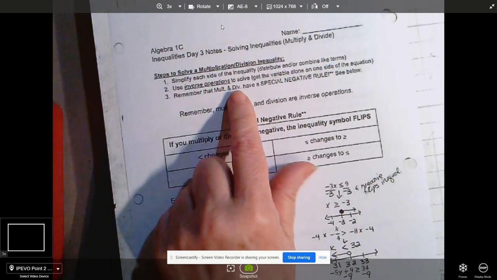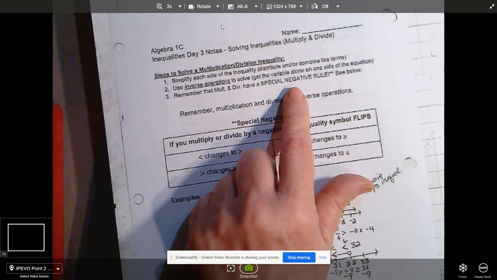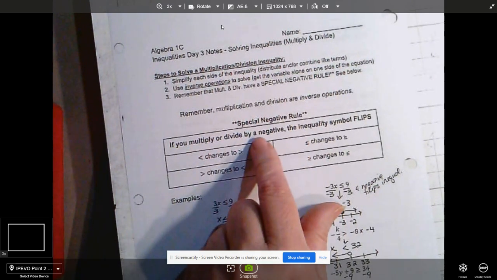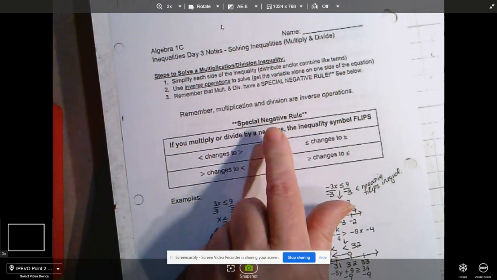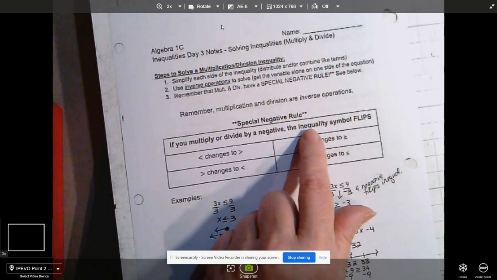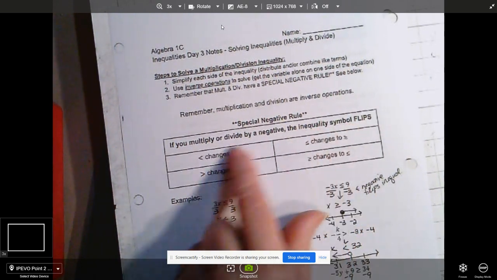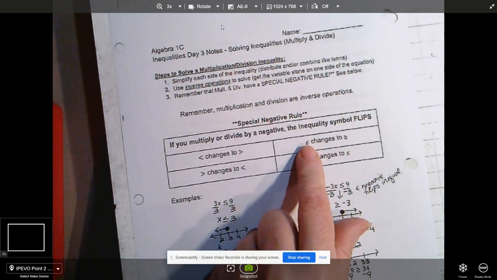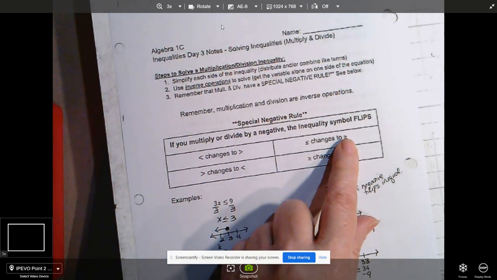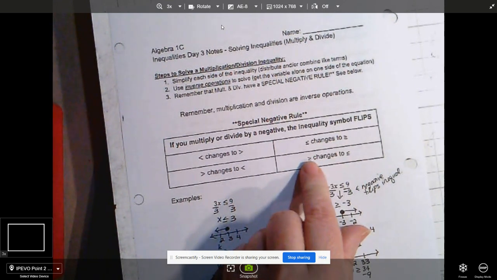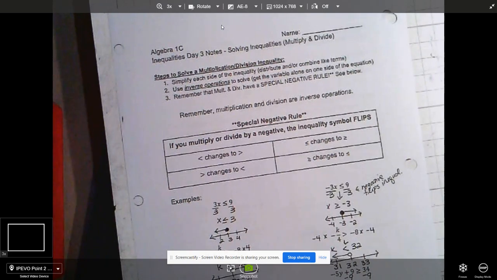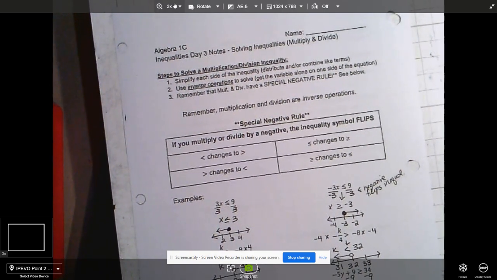Remember that multiplication and division have a special negative rule. What that means is, if you multiply or divide by a negative, only a negative, then you have to flip the inequality sign. So a less than would become greater than, a greater than would become less than, a less than or equal to would become a greater than or equal to, and a greater than or equal to would become a less than or equal to. So let's take a look at a couple of problems and see how this would work.